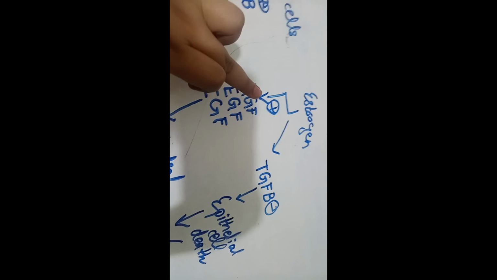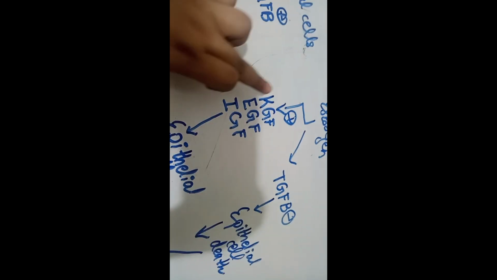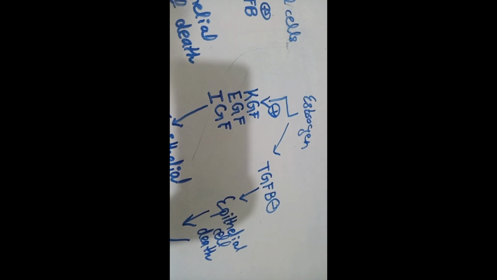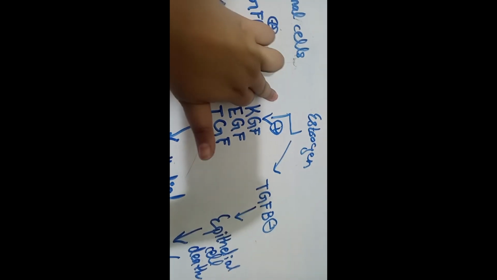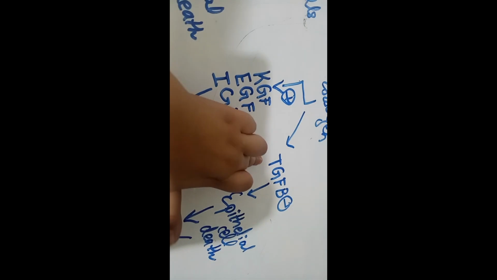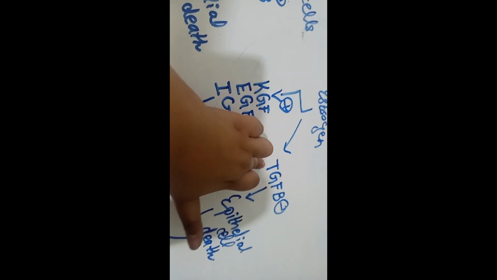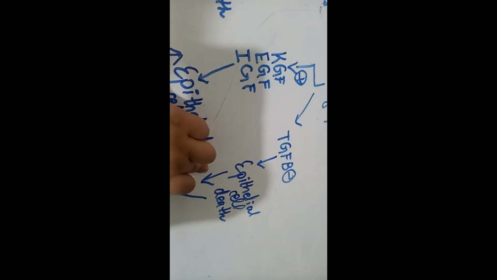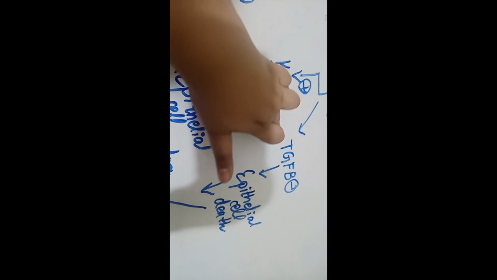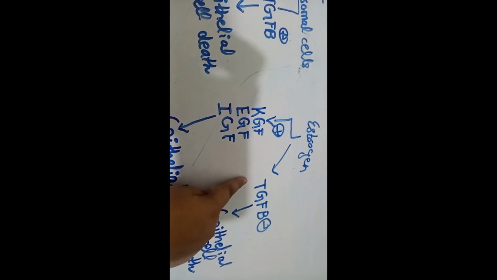In case of estrogen, it is considered that estrogen also plays a role in the pathogenesis of BPH. Estrogen acts on these and increases KGF, EGF, and IGF, and inhibits TGF beta. So estrogen inhibits TGF beta, and there will be increased epithelial cell proliferation. If it decreases TGF beta, there will be decreased epithelial cell death, because TGF beta is responsible for epithelial cell death.